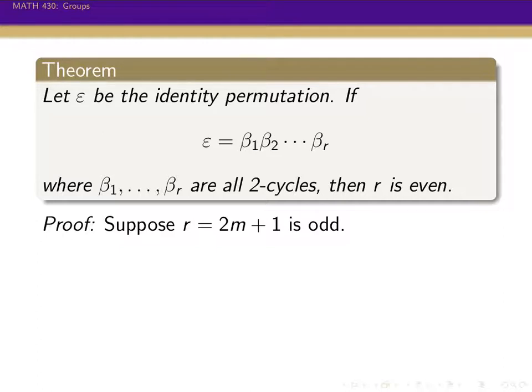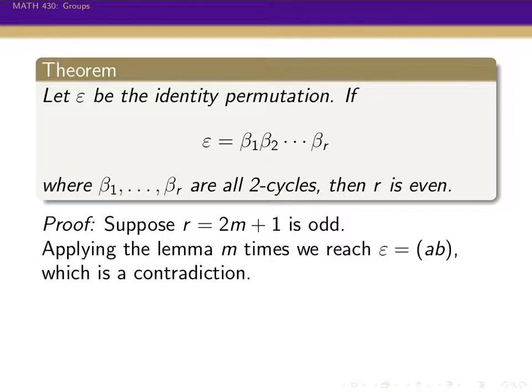Well, then we can apply the lemma m times, and every time that we apply the lemma, we're subtracting off 2 of the 2 cycles. So applying the lemma m times, we're eventually going to end up with epsilon is equal to a 2 cycle. And that's not possible because 2 cycles are not the identity. And so this gives us a contradiction, and so R cannot be odd, so it must be even.